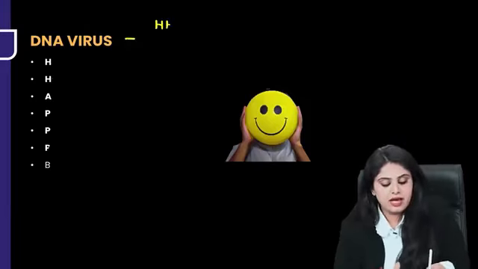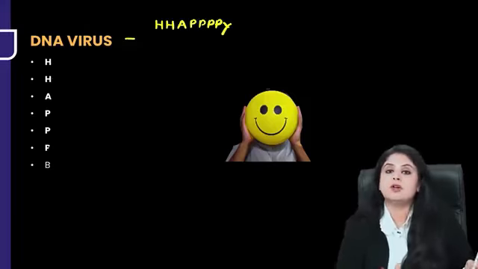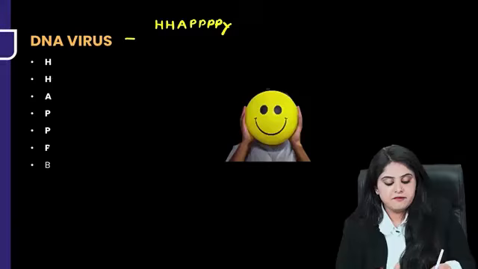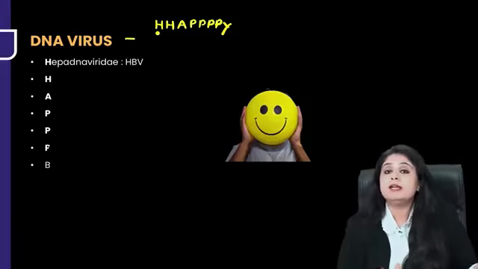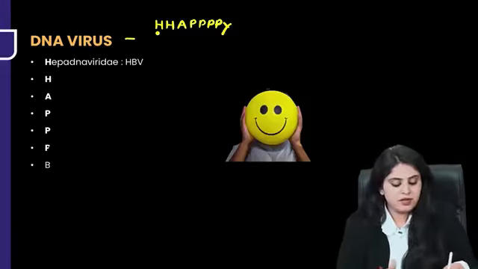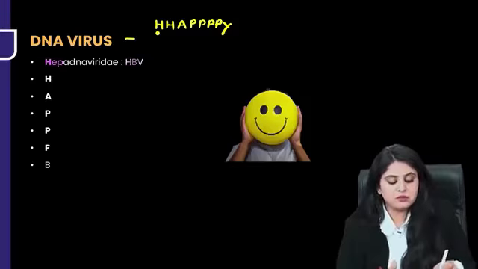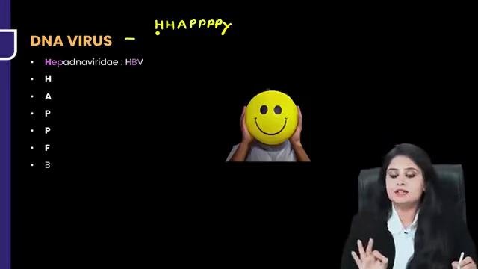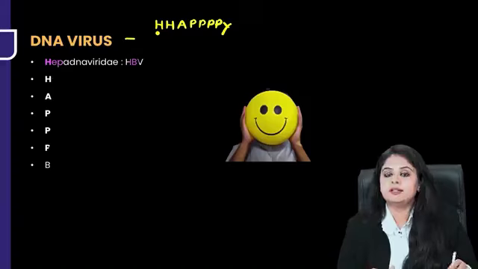So let me make you learn the happy small list, and that is DNA viruses. DNA viruses are said to have a happy small list. So this is the happy mnemonic that you have in front of you. First is going to be H for hepadna. Hepadna reminds me of hepatitis. Which hepatitis? The only hepatitis that is a DNA virus, that is going to be hepatitis B.